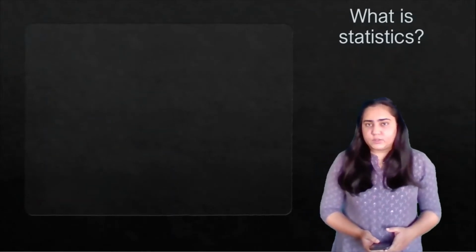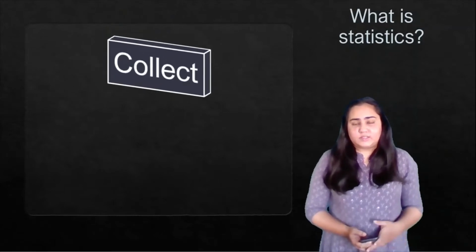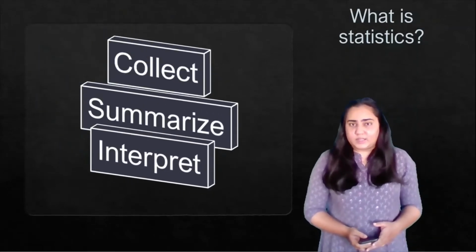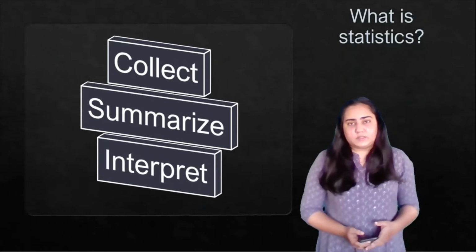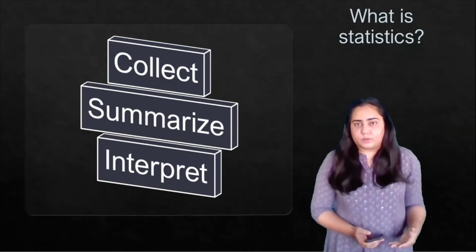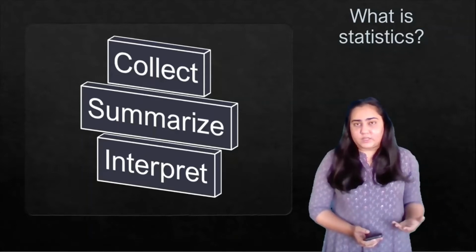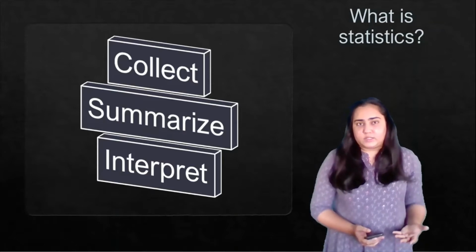So first we are going to see what statistics actually is. Statistics is used to collect data, it is used to summarize data, and it is used to interpret data. So to collect means gathering the data because it's not always readily available. Sometimes to solve a problem, you have to get the data. So once you collect that data, once you gather that data, then you can analyze it.